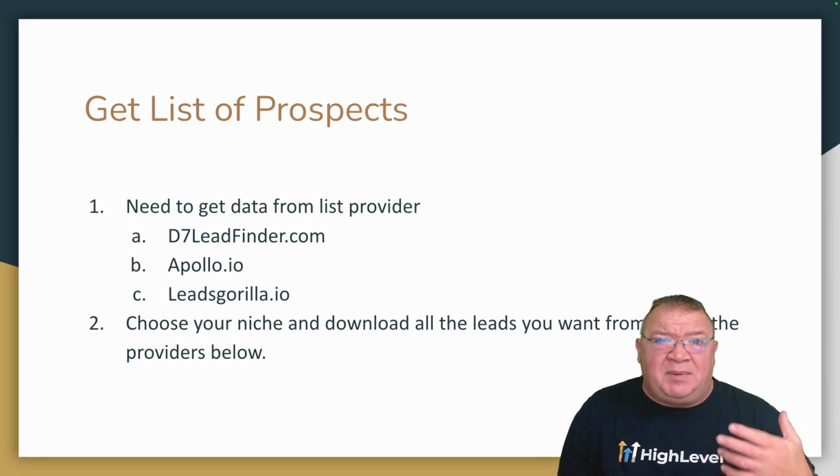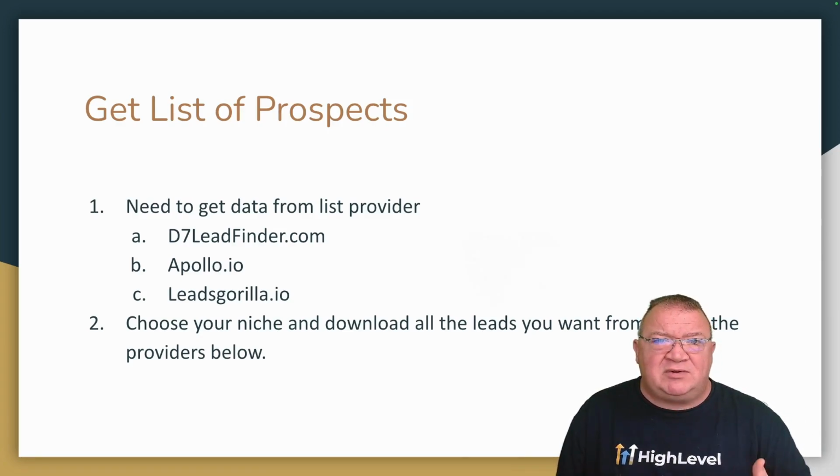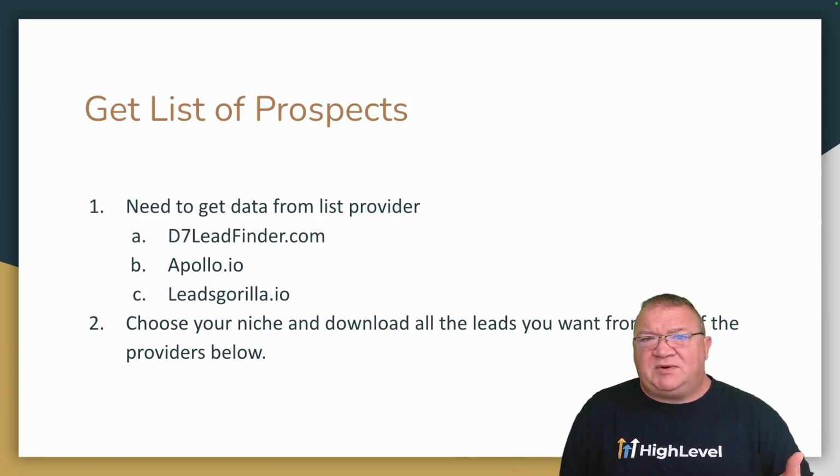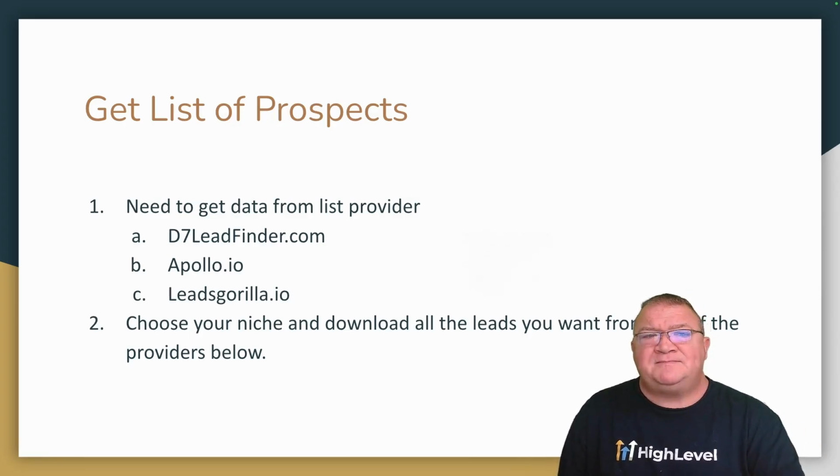A lot of them will get a bunch of other information regarding them that you can store inside of HighLevel and use within your HighLevel cold email outreach system. So this is what you do. You just need to find one, pick one, buy an account with there, and start downloading things.